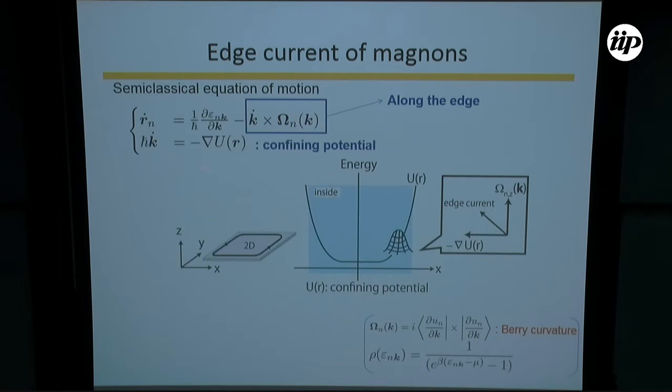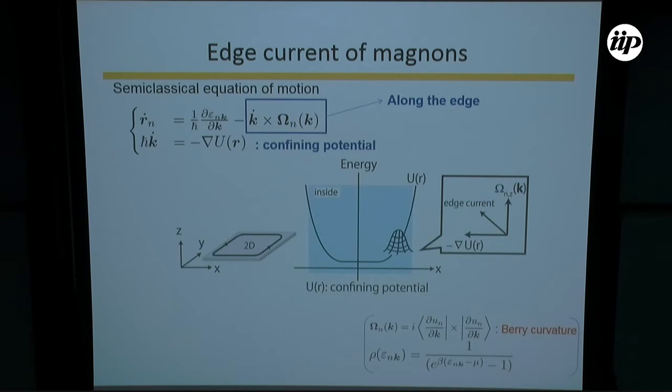As some of you have asked me, this potential term U is some confining potential which exerts a force on the magnon wave packet. So this is a semi-classical equation of motion describing the time evolution of the position of a magnon and also the wave vector of a magnon. This h bar k dot is nothing but a force on the magnon wave packet. As Yaroslav pointed out, at the edge of the system there is a hard wall confining potential, so the gradient of U is pointing inward to the magnet.